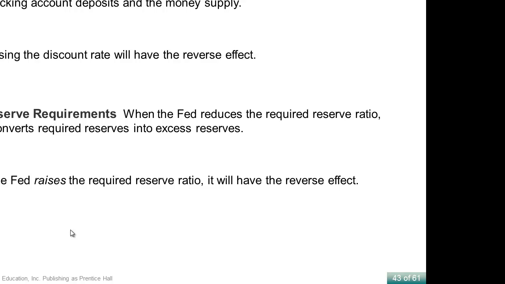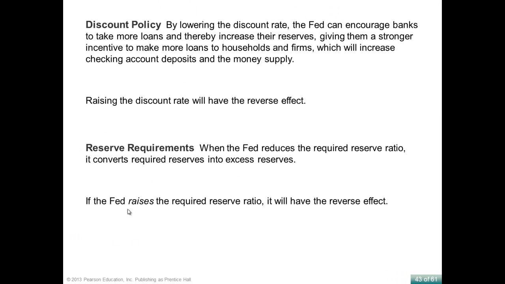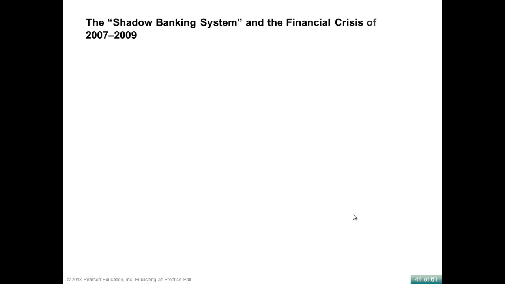Reserve requirements. This is a reserve ratio. This is how many deposits they must keep on hand. The more money the bank can lend out, the more opportunity the bank has to make money, the more money in supply in the marketplace. If the Fed raises the reserve requirement, it actually lowers the money supply in the marketplace.